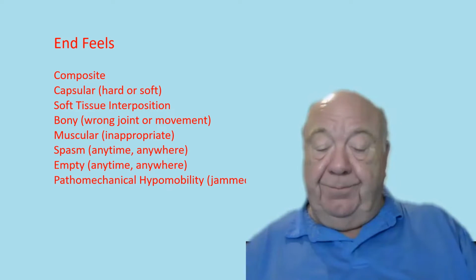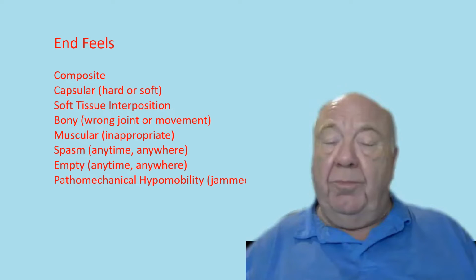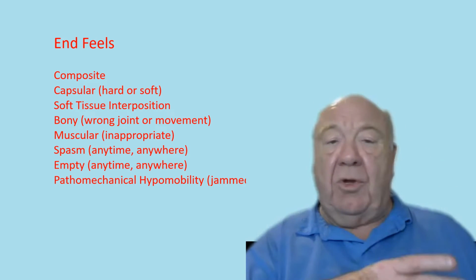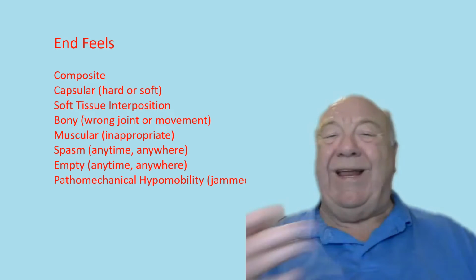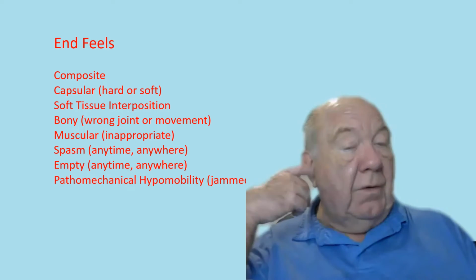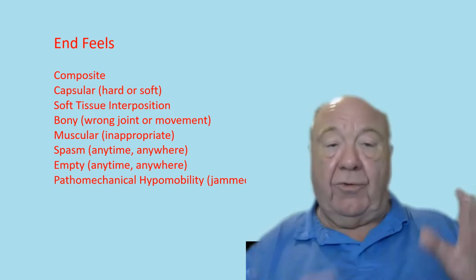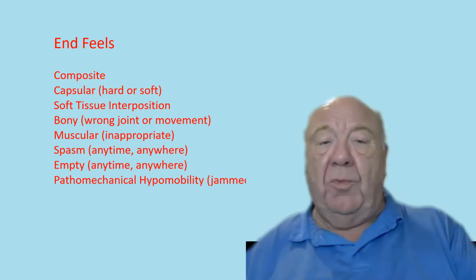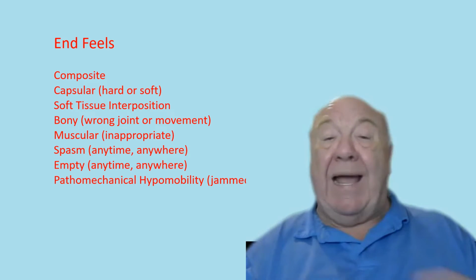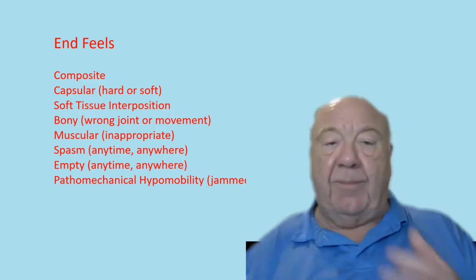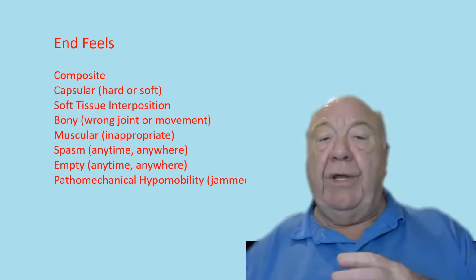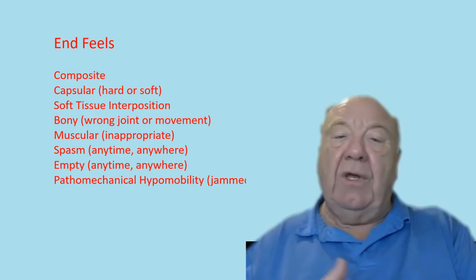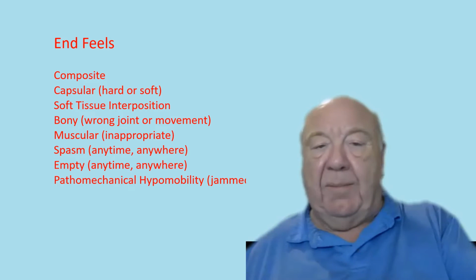So it's important that you put enough force through this to get there. But I'm not going to talk about composite end feel now. I'm not going to keep saying this is a musculo-ligamentous end feel and so on. I'm going to leave that off and just call it capsular, soft tissue, and so on. Now, there are end feels that are normal and end feels that are abnormal, although the normal end feels can become abnormal. So these include capsular end feels, soft tissue end feels, bony and muscular end feels. Spasm, empty and pathomechanical end feels are abnormal, always abnormal.